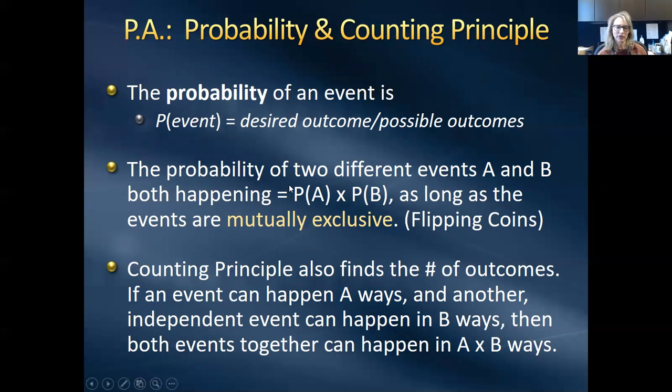For the probability of two different events happening, if they're independent, you just multiply the probability of A times the probability of B. That's like flipping coins. It means that the outcome of one event doesn't affect the outcome of the other event. The counting principle also finds the number of outcomes. If an event can happen A ways and another independent event can happen B ways, then the number of ways for them both to occur is A times B.